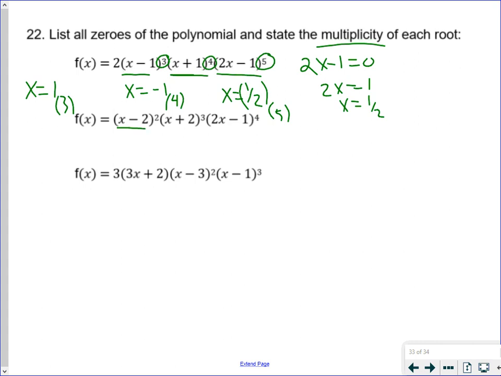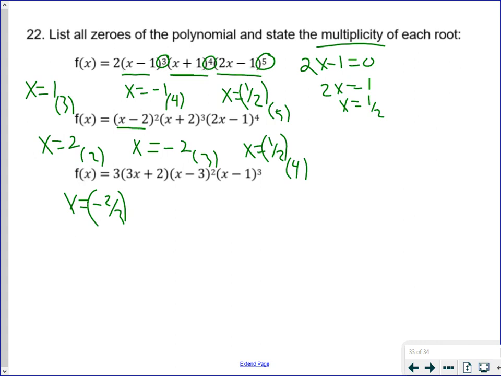Number 2, we have x minus 2, so we have x equals 2 with a multiplicity of 2. X plus 2 is consistent: x equals negative 2 with a multiplicity of 3. And 2x minus 1 will give us x equals 1/2 with a multiplicity of 4. And lastly, we have 3x plus 2. If you solve that for 0, you get negative 2 over 3. That gives us a multiplicity of just 1, so we don't need to write anything.